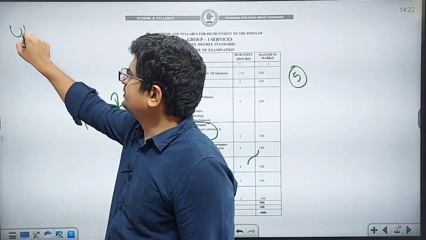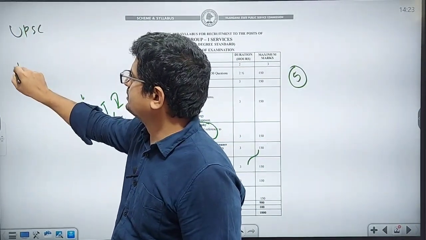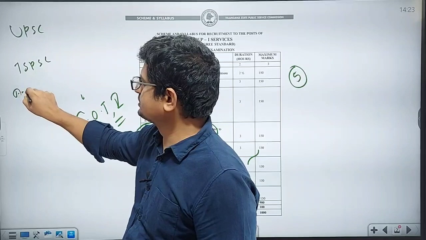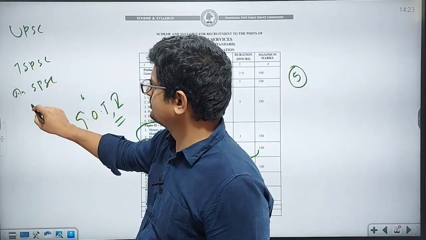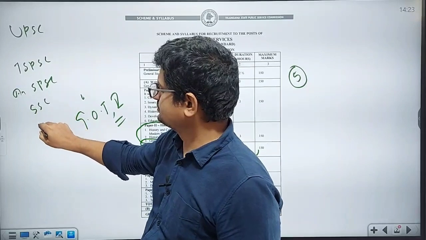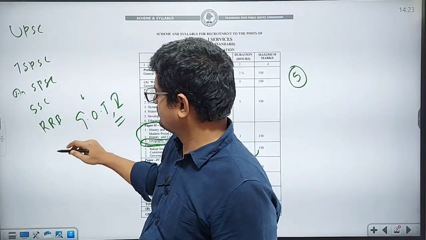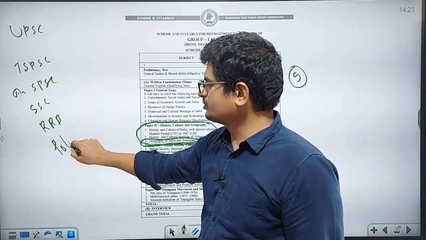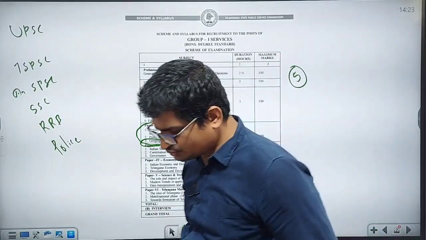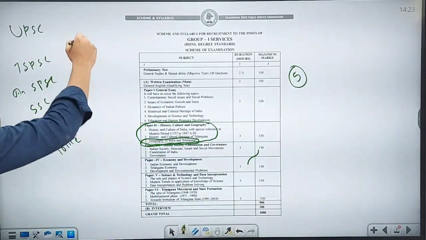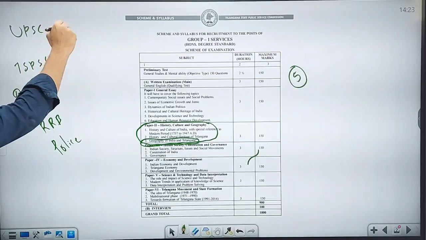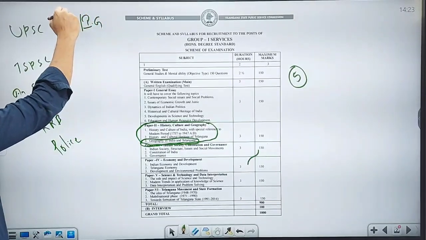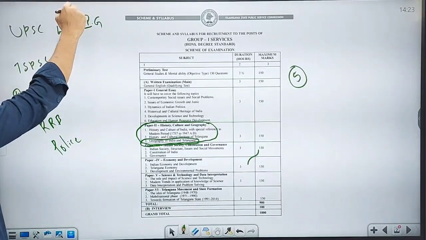If it is UPSC, TSPSC, any state public service commissions, SSC, RRB, or state police departments, coming to geography, here they ask only two parts: world geography and Indian geography. In world, we have what? Physical geography.